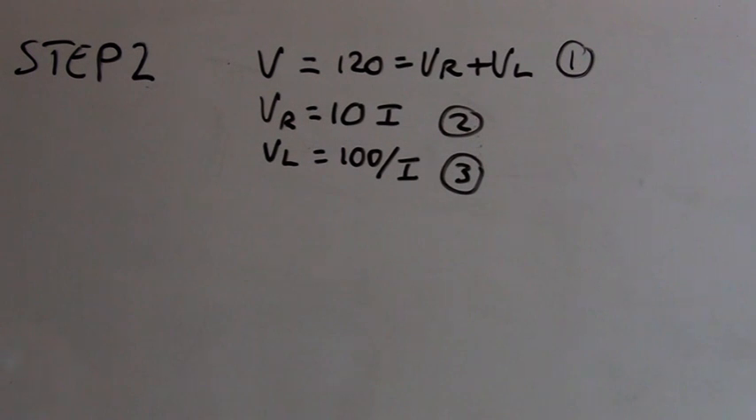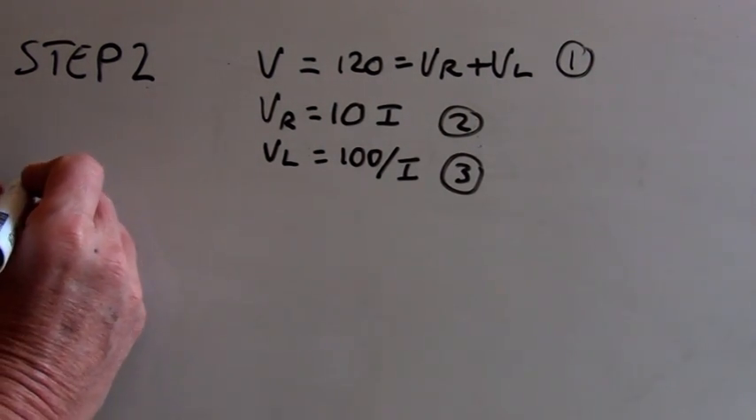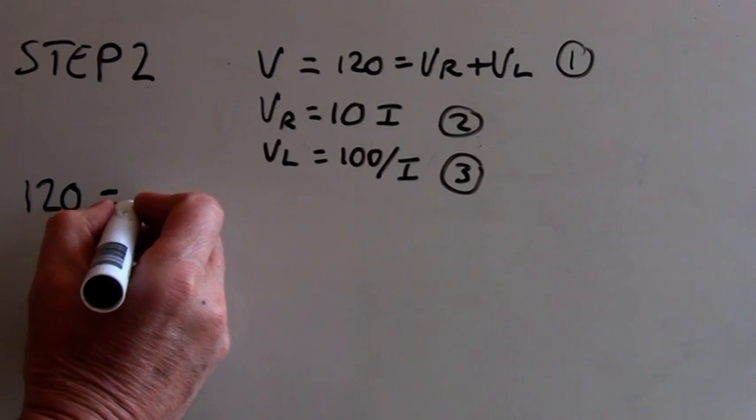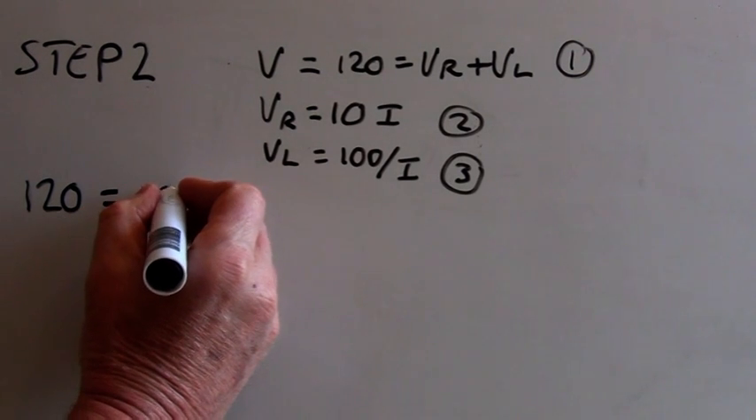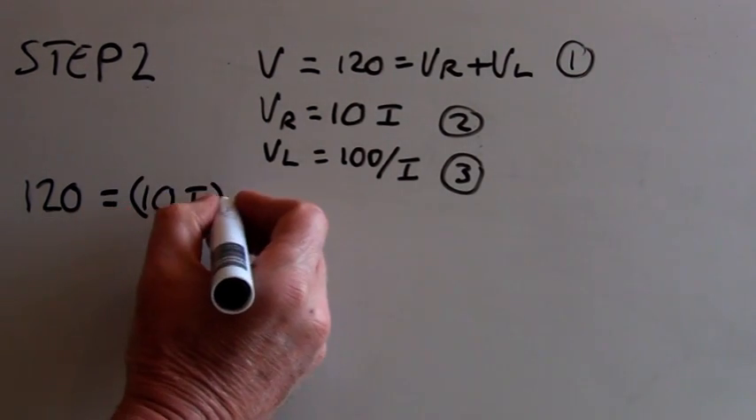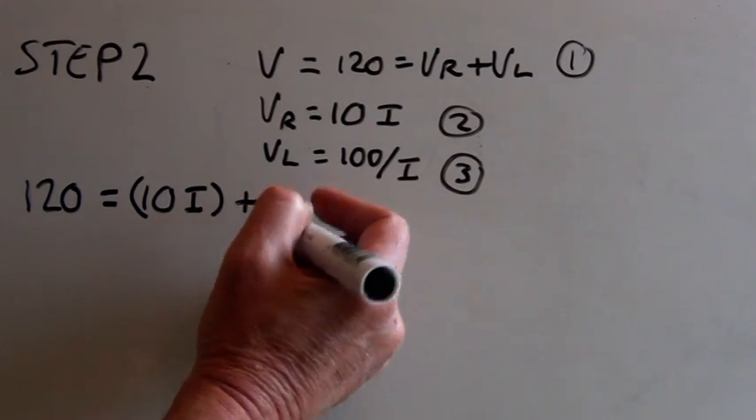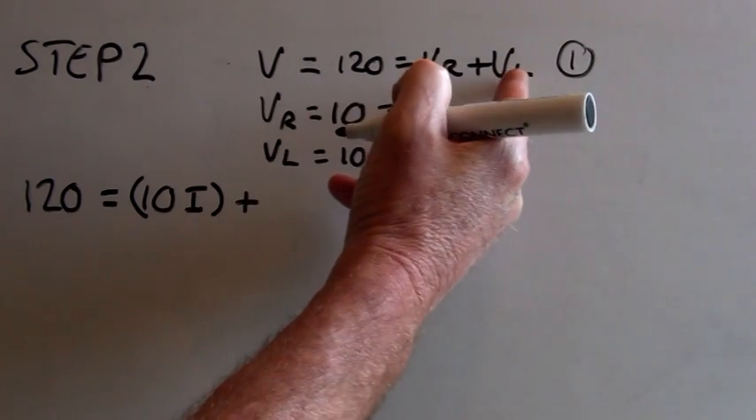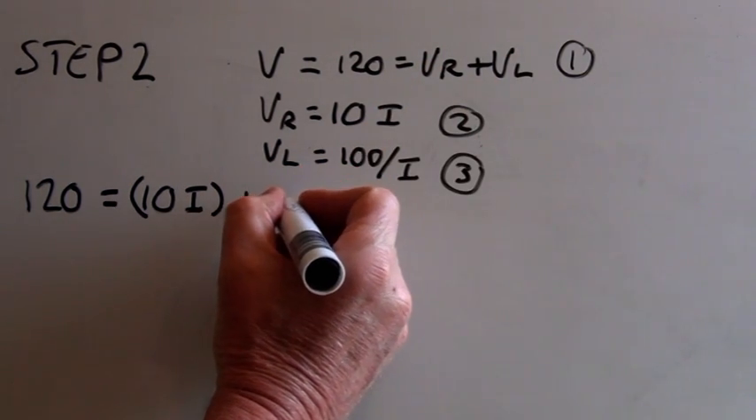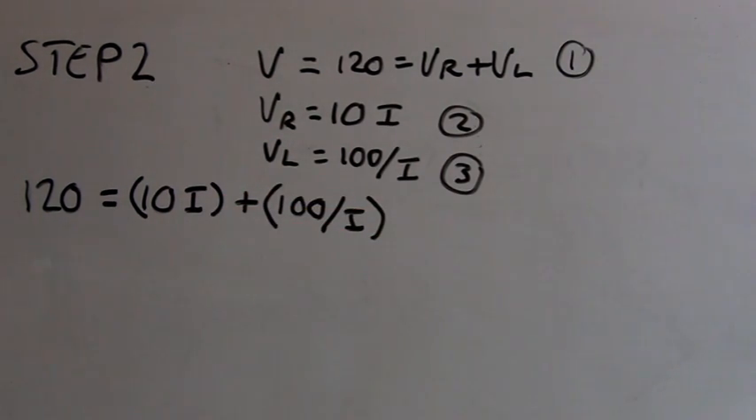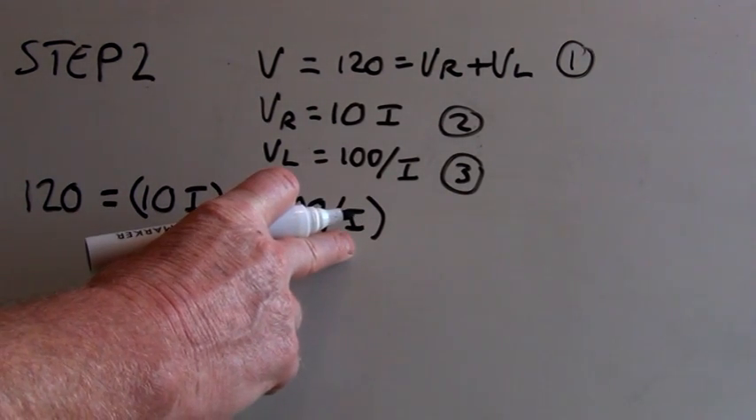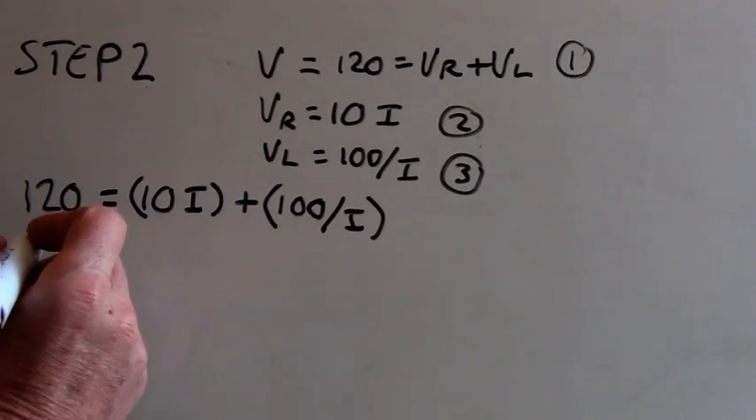Now step 2 is substituting from equation 2 and 3 into equation 1, and this gives 120 equals, so we substitute V_R from equation 2, so it's 10I, plus, substitute V_L from equation 3 into equation 1, 100 divided by I. Now if we multiply through by I, we will get rid of this fraction.